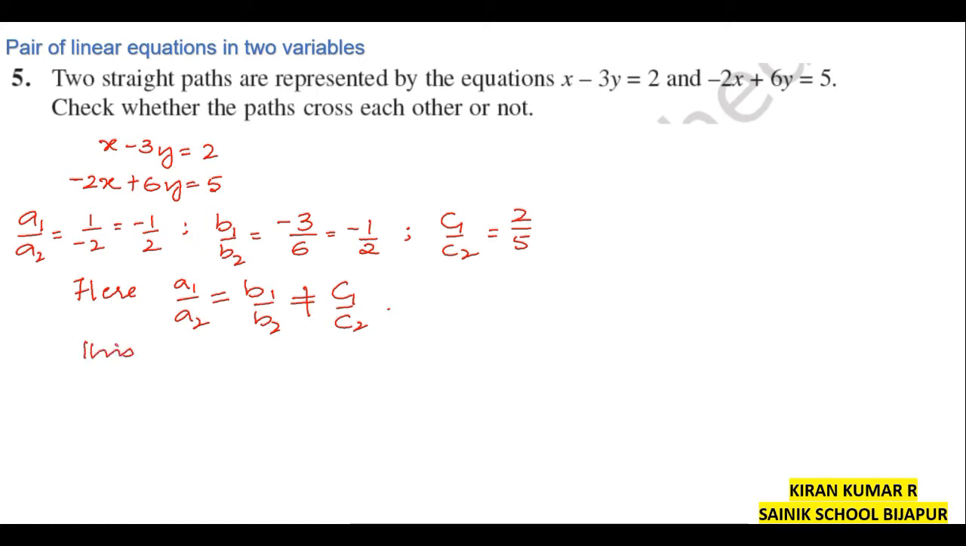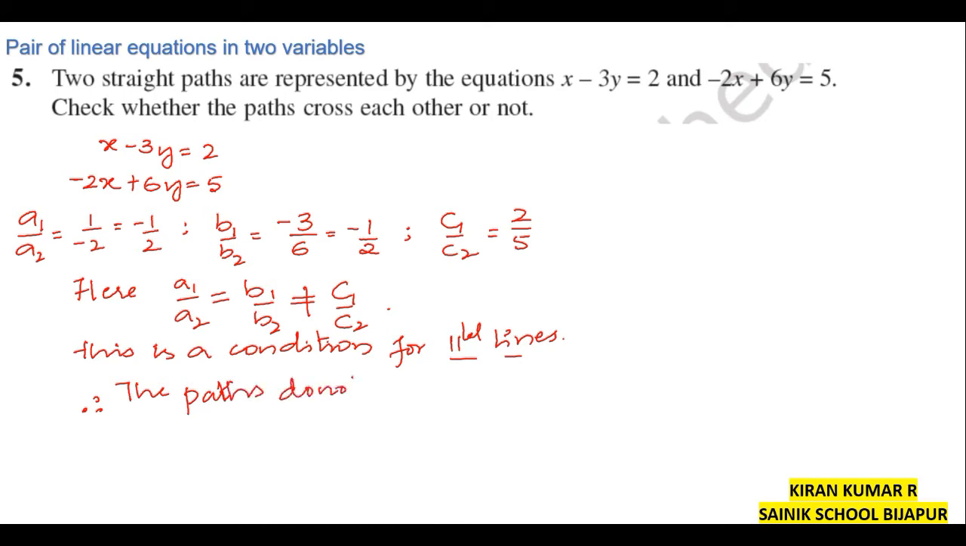This is the algebraic condition for parallel lines. Since these lines are parallel lines, they do not cross each other. So I can conclude that the paths do not cross each other.